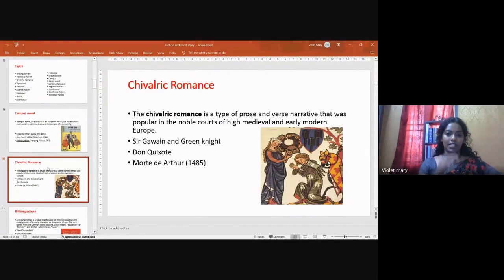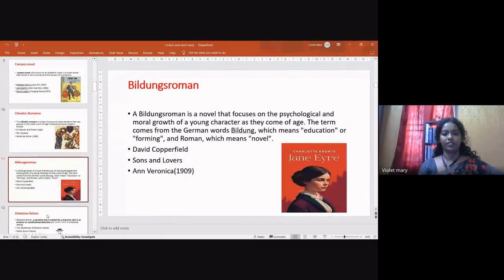You have chivalric romance. Chivalric romance is the main prototype of novels, because it originated previously. It is a type of prose and verse narrative that was popular in the noble courts of high medieval and early modern Europe. So Sir Gawain and the Green Knight is not entirely a novel type, but it has some chivalric romance thematic elements. Then Don Quixote, as I told you, was published in 1605. Morte d'Arthur: who wrote it? Thomas Malory.